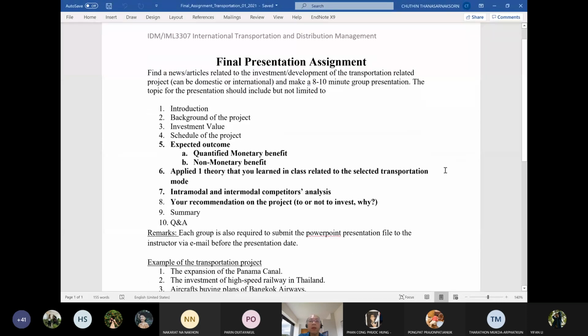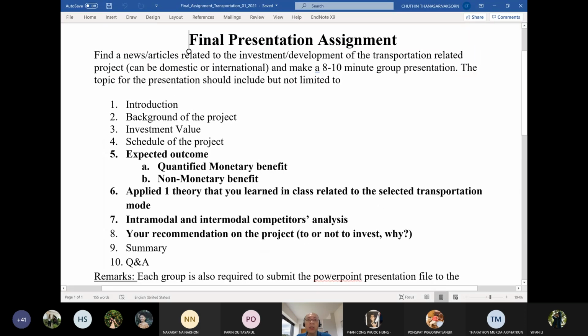So, the final presentation assignment. Please find information related to the investment or the development of a transportation related project. It can be a project in Thailand. It can be a project anywhere in the world. And make the presentation. The same rule applies: everybody must present, which means everybody must give the presentation.